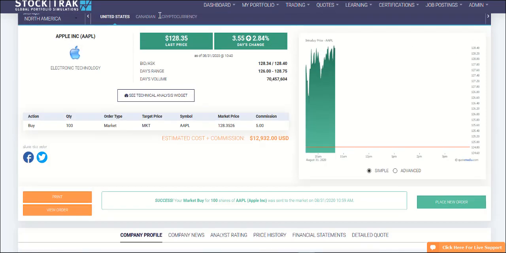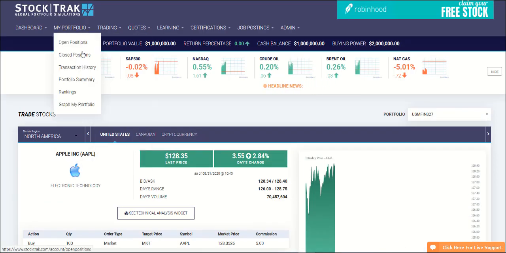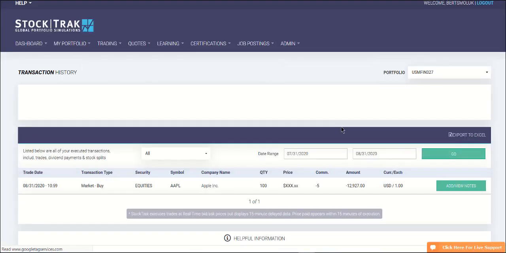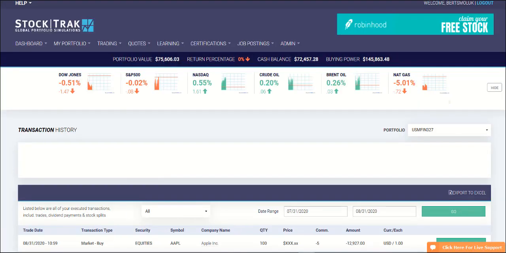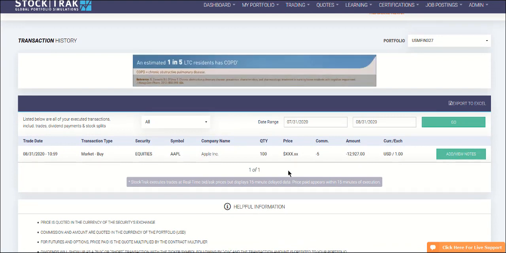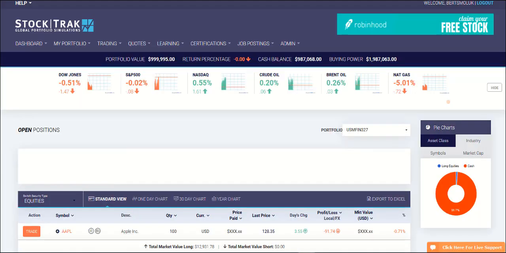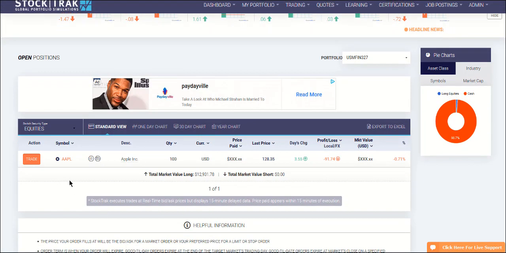And if you come up, we should see it here in transaction history. Let's see transaction history. There it is. There's the transaction history. Now the order hasn't quite stuck yet. It'll be processed. Give it a little bit of time for the system to update. Open positions. Well, it's an open position, right? And here it is. And it looks like I'll get it at that price we saw earlier, 128.35.